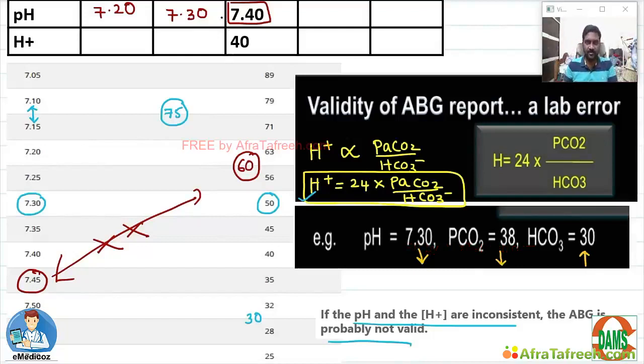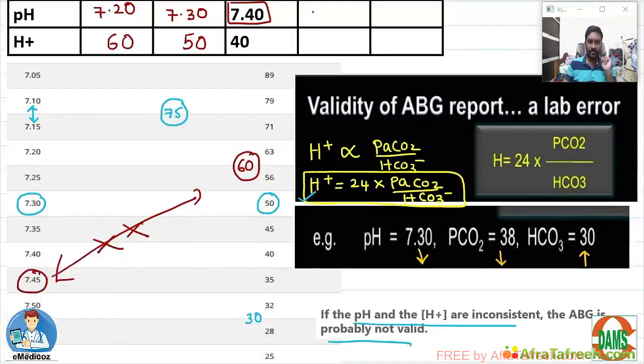So now pH is decreasing from 7.40 to 7.30. So from 40 plus 10, it can increase to 50. So as pH is decreasing by 0.1, what is happening to H plus? H plus is increasing by 10. Now if pH has decreased from 7.30 to 7.20, approximately H plus in the body will be 60.